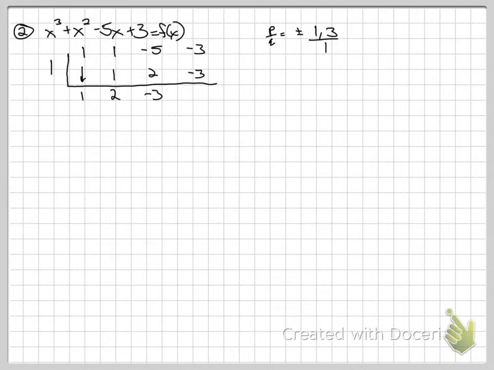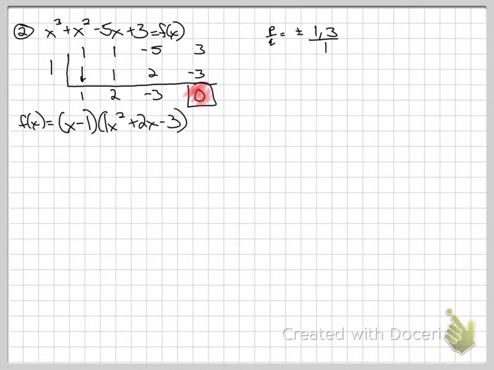Oh, well, that's okay because I wrote the question down wrong. Make sure your synthetic division table matches the equation. So -3 plus 3 does equal 0. I know I found a root when I get a remainder of 0. In my equation, 1 is a root, so that means x minus 1 is a factor. And then this is 1x squared plus 2x minus 3.